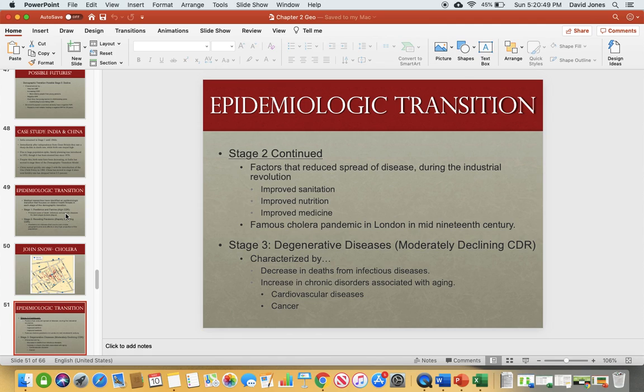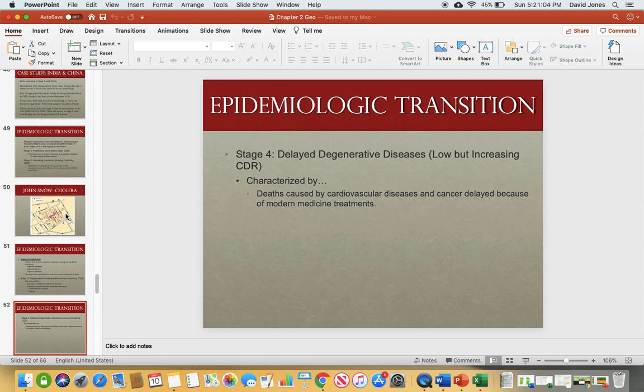Stage 3 countries and stage 4 countries were basically dying from the same thing. So stage 3 were dying from infectious diseases, cancer, heart disease, stroke, things like that. Stage 4 were dying from the same diseases. The one big difference is that in stage 4, we have what's known as delayed degenerative diseases. What that means is that we have developed medicinal treatments that allow people to survive longer with those same diseases.